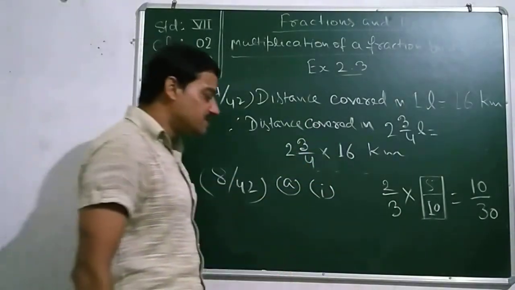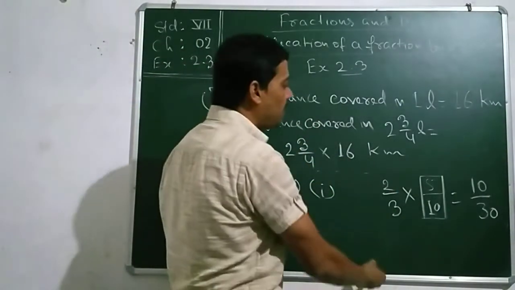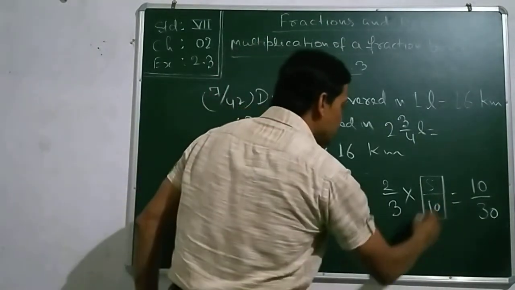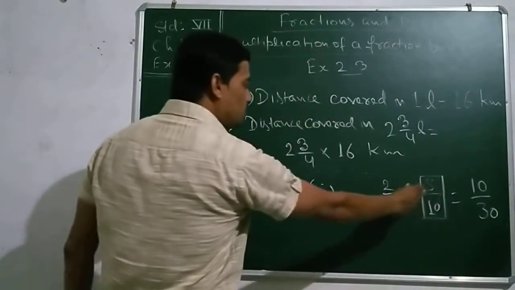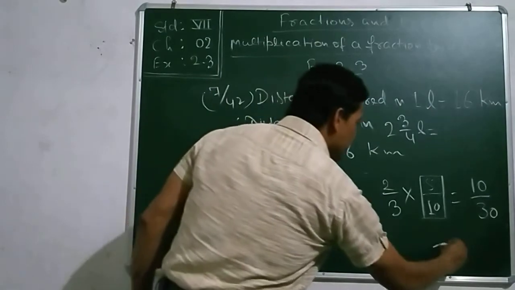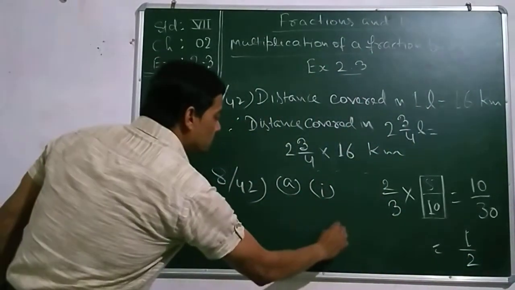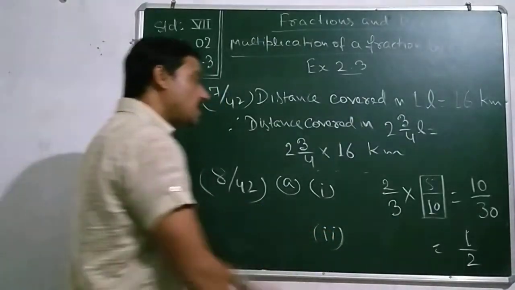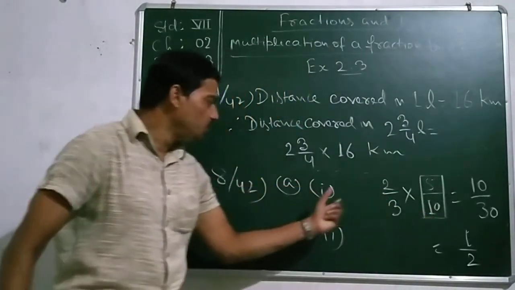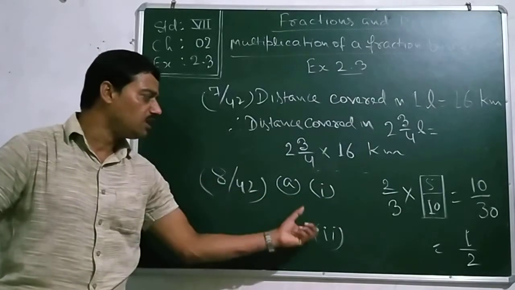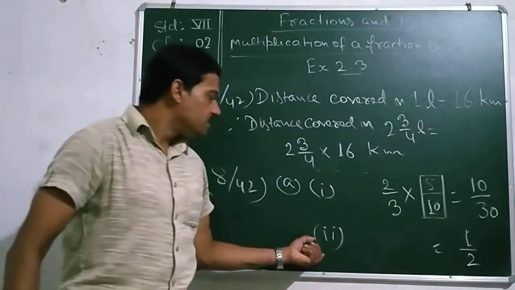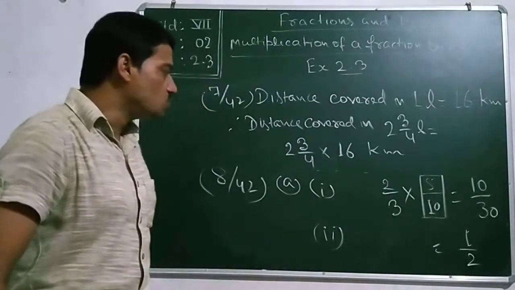And in the second sum, the simplest form of 5 by 10 is asked. So simplest form of 5 by 10, calculate it. 5 ones are 5, 5 twos are 10. It must be 1 by 2, as I have explained you in the first sum. Similarly, you can go for the second, and B number also you can solve.